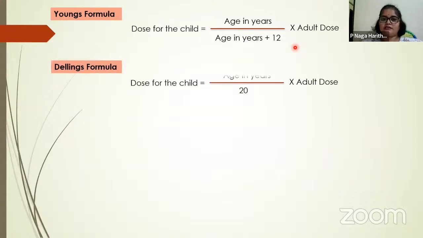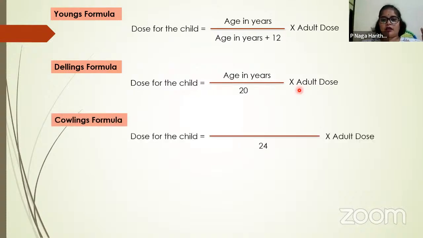Then the second one is Dilling's formula. This formula is for people from 4 to 20 years of age. So the dose for the child is age in years divided by 20, multiplied by the adult dose. And then the third one is Cowling's formula. For Cowling's formula there is no restriction; you can use it for any age of the patient, from 2 years to 20 years.